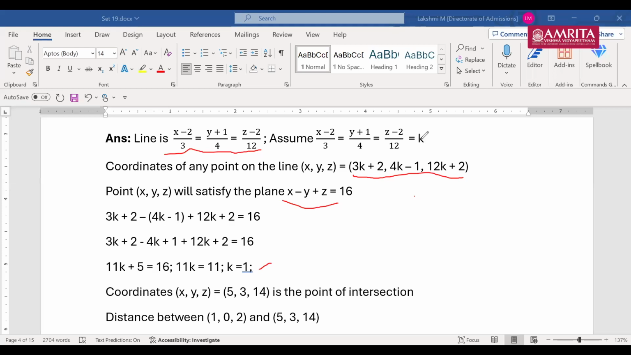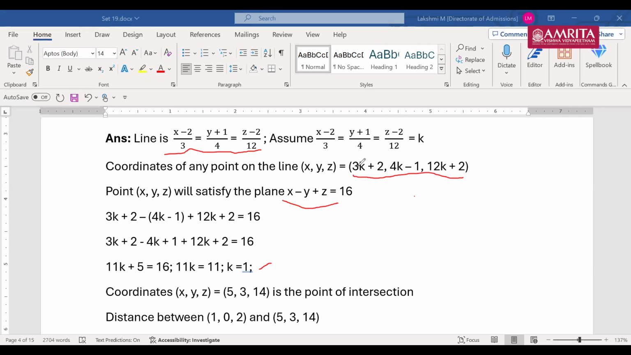If I'm substituting for k, then x is 3k plus 2, this is 4k minus 1, and this is 12k plus 2. I can substitute it here: 3k plus 2 minus 4k plus 1 plus 12k plus 2 equal to 16. So here it's 5: this is 2, this is 1, this is 2, so it's 5. Here it's 15 minus 4k, it's 11k. So 11k plus 5 equal to 16, 11k equal to 11, that's k equal to 1.